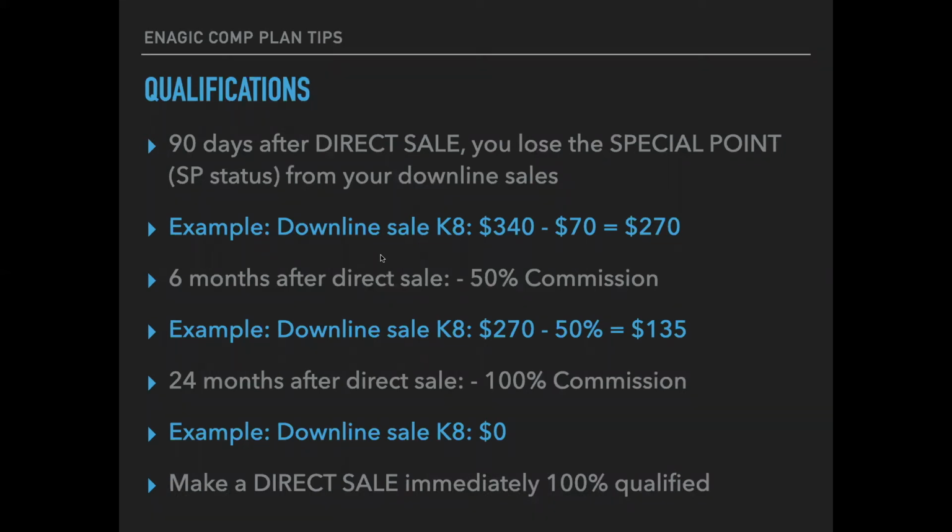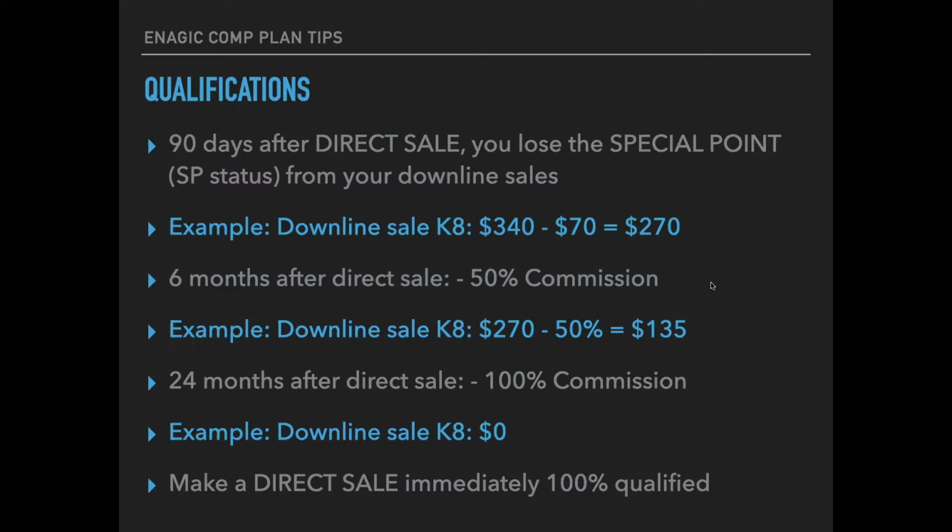Here are the qualifications. Now, a lot of people are not familiar with this until they start losing money out of their paycheck. So it's a good idea to really be clear of how the qualifications work. When you make a direct sale, you are 100% fully qualified. 90 days after that direct sale, if you do not make another direct sale, you lose the special point. This is called the SP status from your downline sales. Now, I made a great video explaining the qualifications and how this all works with the CL. I'll leave a link on the screen, as you can see, and at the end of the video so that you can deeper dive into that. But we'll take a quick review right here.